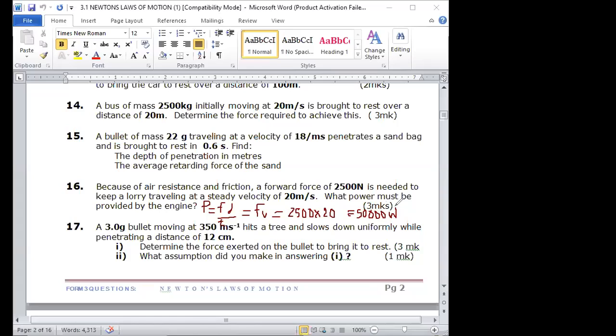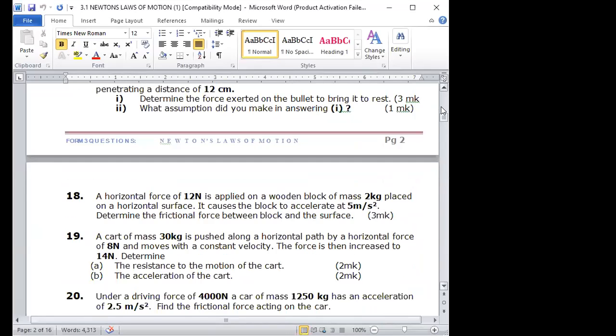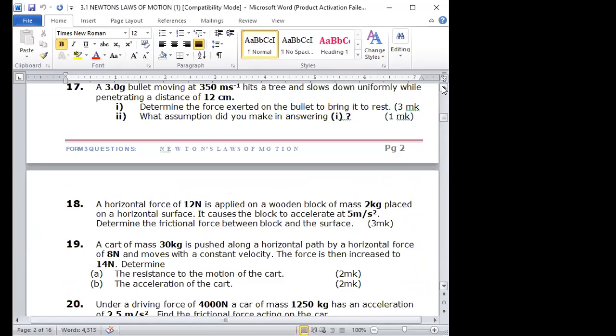Then we can move to question number 17. A bullet moving at 250 meters per second hits a tree and slows down uniformly while penetrating a distance of 12 centimeters. Determine the force exerted on the bullet to bring it to rest. Do the calculation. So we are in question number 17.